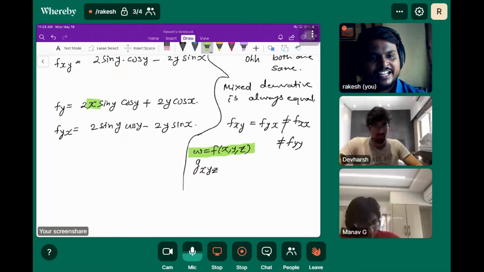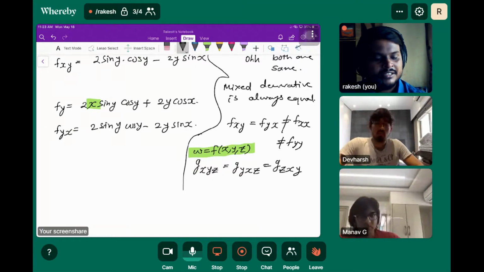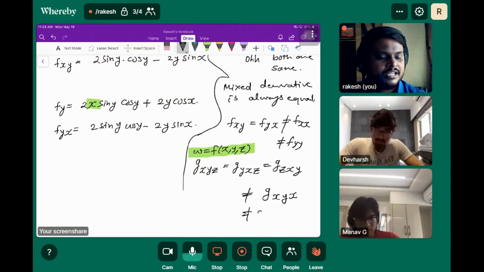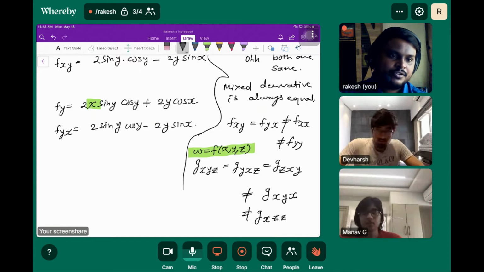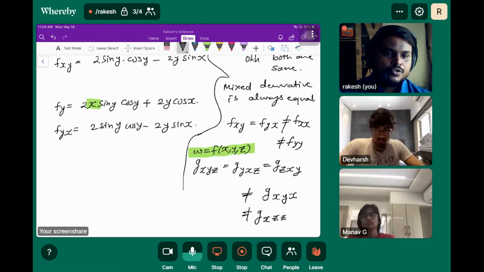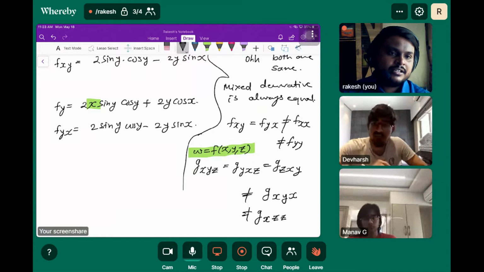In this case, if we are finding the mixed derivative, then the mixed derivative is always equal, whatever the order is, that doesn't matter. But that is not equal to, let's say, f_xyx or f_xzz, or any other in the same line. So mixed derivative, if I'm saying mixed derivative, it means, so I have a question.